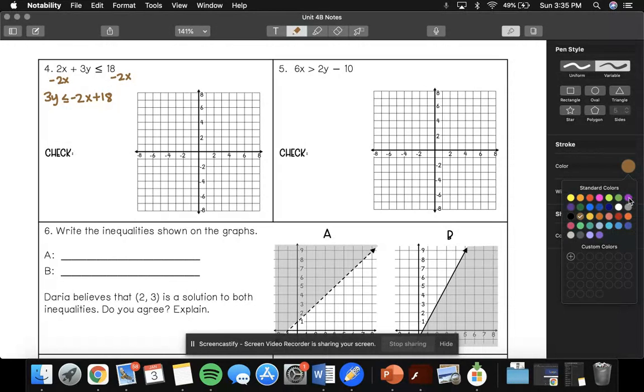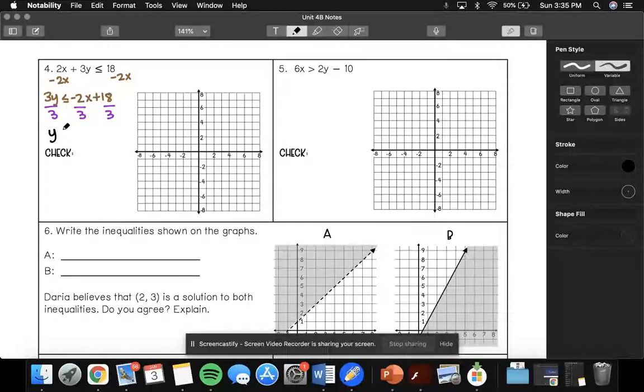Okay. Now I'm going to divide by 3. I did divide by a positive number, so there's no need to flip this symbol or anything. So y is less than or equal to negative 2/3 x. 18 divided by 3 is 6. So now it looks like I am ready to graph this. So I'm going to start at 6. I'm going to go down 2, right 3, down 2, right 3, then go backwards. It's less than or equal to, so the line should be a solid line.